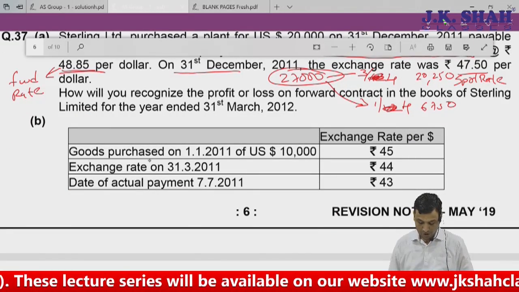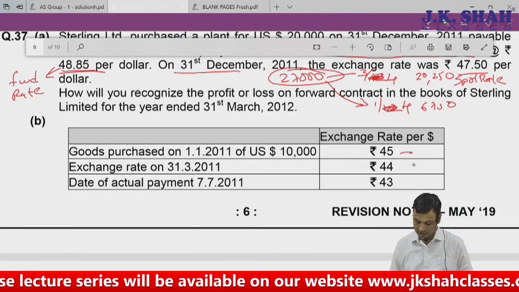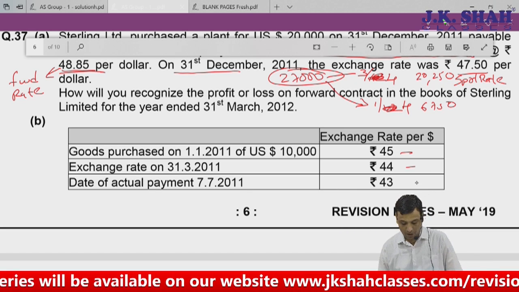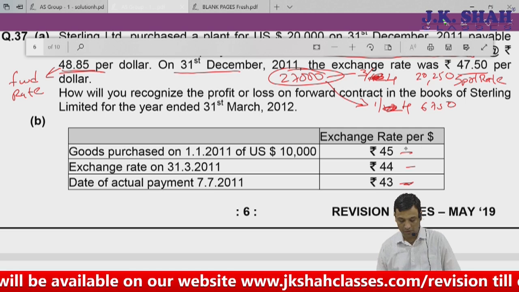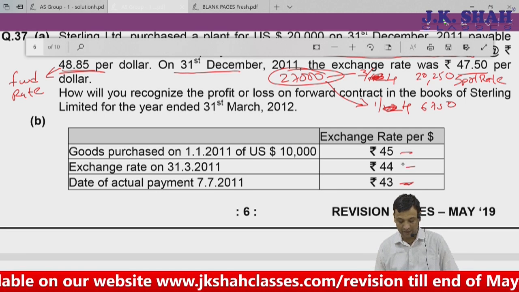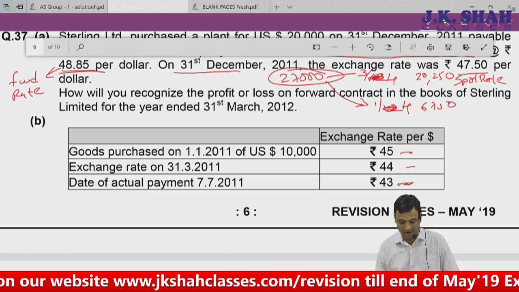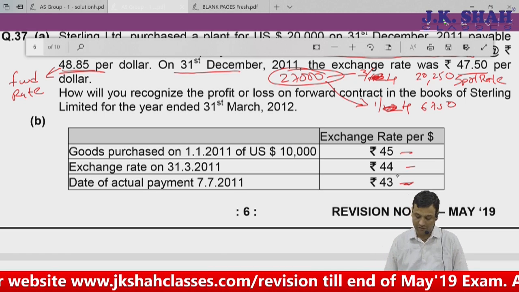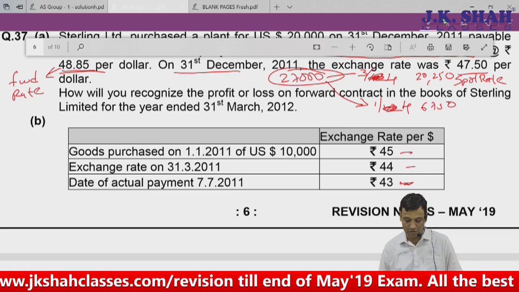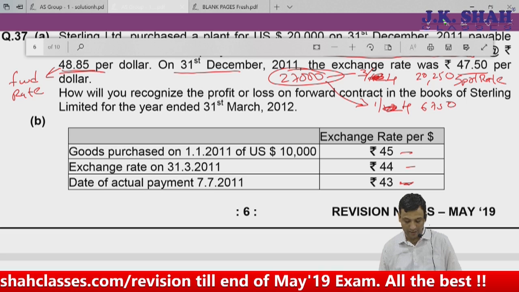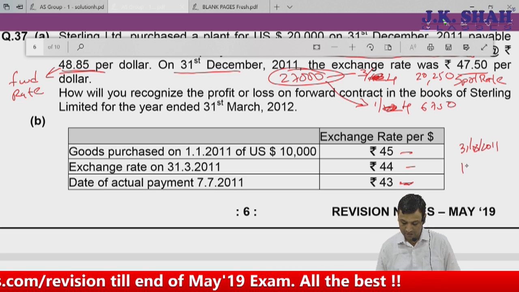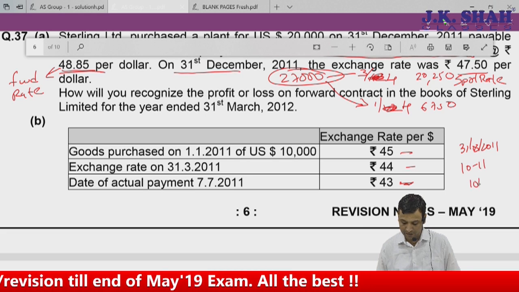B part. Goods purchase 45, exchange rate 44, date of actual payment 43. So how would you take care of this? When you purchase goods for 45, now it is 44. So there is nothing but an exchange gain of 10,000 to be recognized. When you actually make a payment, there is again a gain of 1 rupee per dollar. That is, 44 has become 43. Again a gain of 1. So it's nothing but a 10,000 gain to be recognized for the year ending on 31st March 2011. That is, in 10-11 there will be a gain of 10,000 rupees.